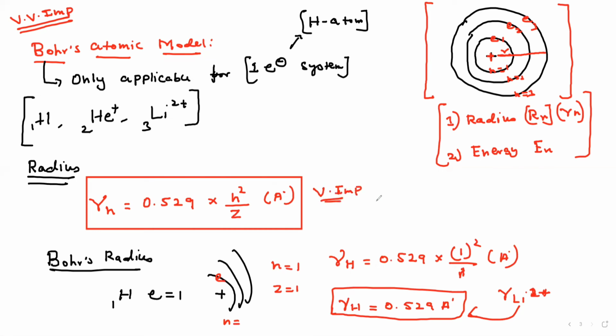Next one is also very important: the energy formula. Please note. En, the energy of the nth shell. There are different formulas based on different units. The value is minus 13.6 times Z square by n square. This is in electron volt per atom.